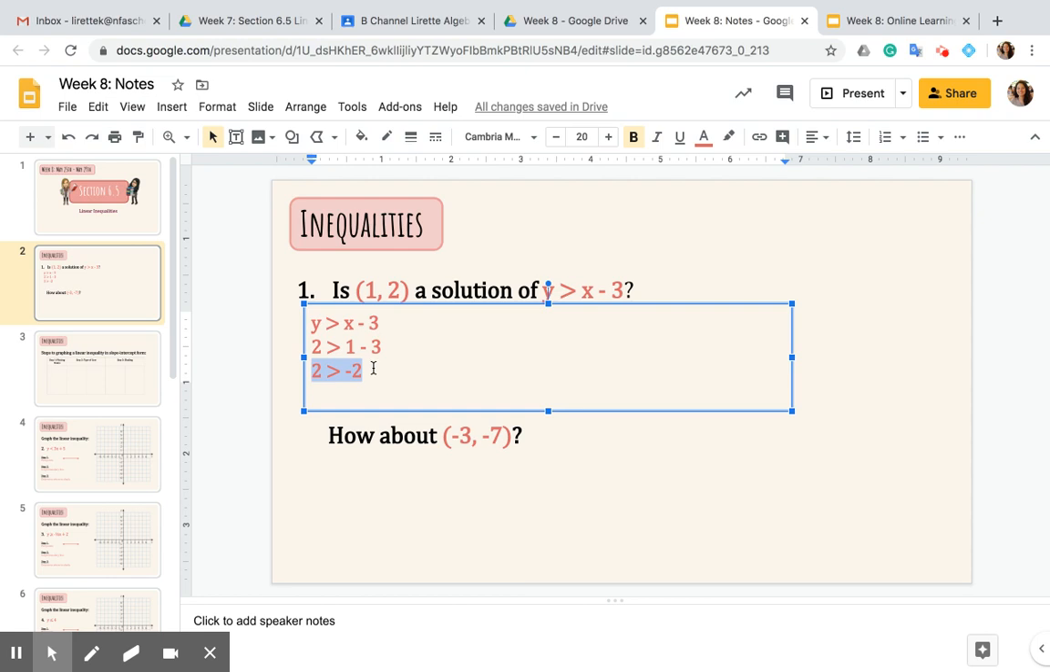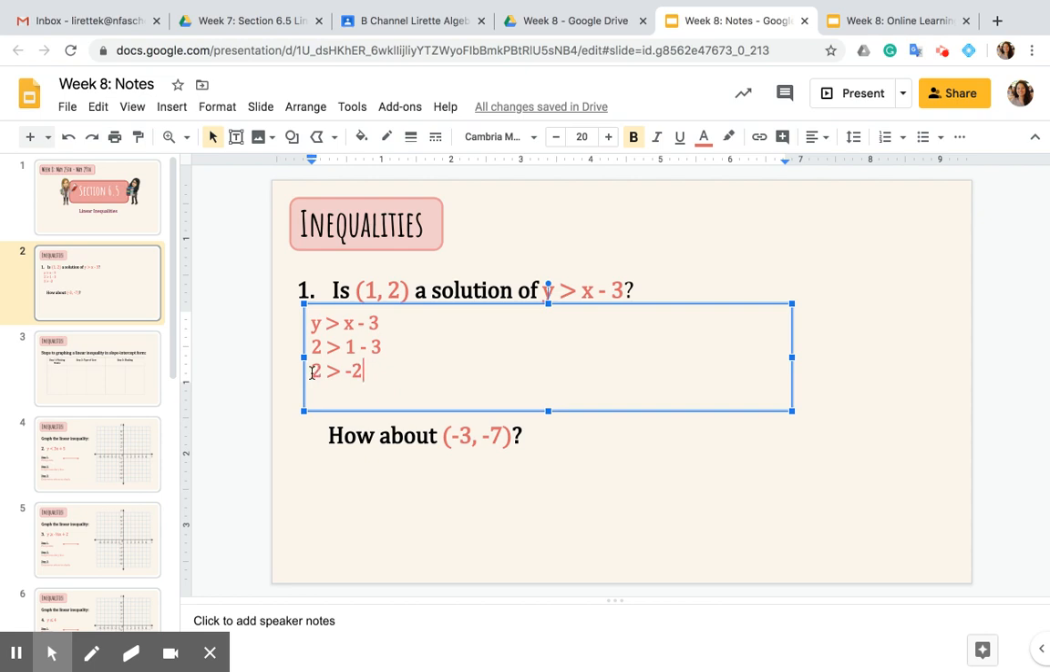Now, you have to be careful with inequalities. Just because the numbers don't match doesn't mean it's false. Likewise, just because the numbers do match doesn't mean it's true. You have to remember that this is an inequality. There could be a range of solutions here.